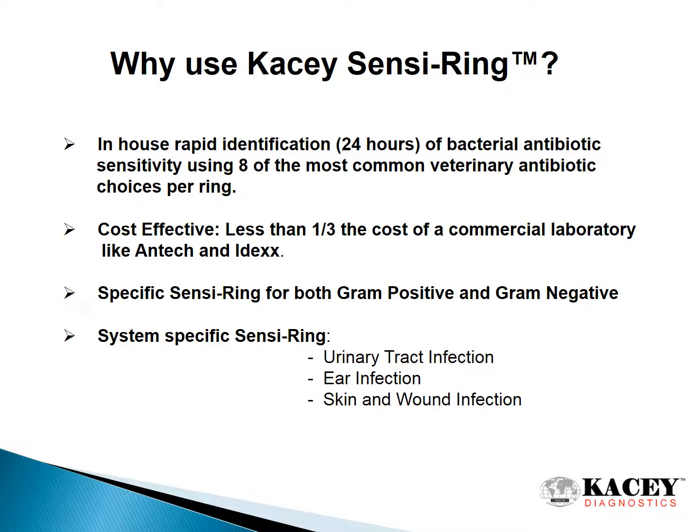Why use Kacey SensiRing? In-house rapid identification in 24 hours of bacterial antibiotic sensitivity using 8 of the most common veterinary antibiotic choices per ring. Cost effective, less than a third the cost of a commercial laboratory like Antech and IDEXX. Specific SensiRing for both gram-positive and gram-negative. System-specific SensiRing for urinary tract infection, ear infection, skin and wound infection.